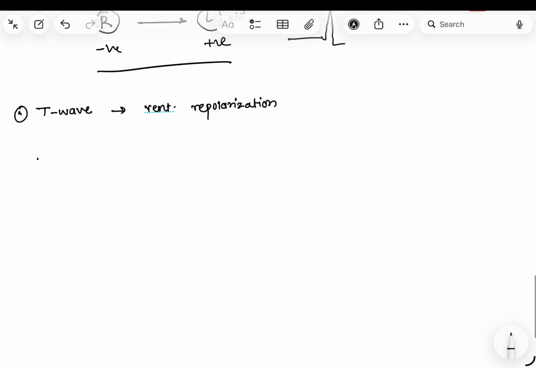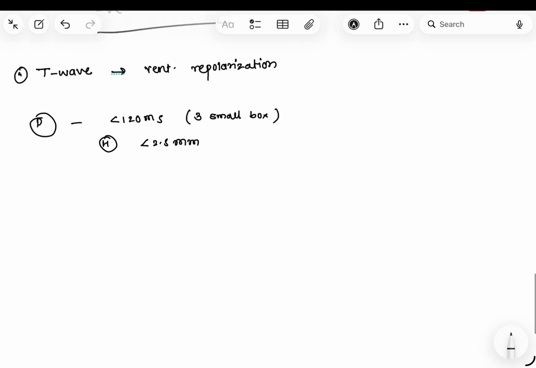So the P wave is normally less than 120 milliseconds, that is within 3 small boxes. What about the height? The height will be less than 2.5 millimeter. Now the PR interval. What is the PR interval? PR interval is AV nodal conduction.